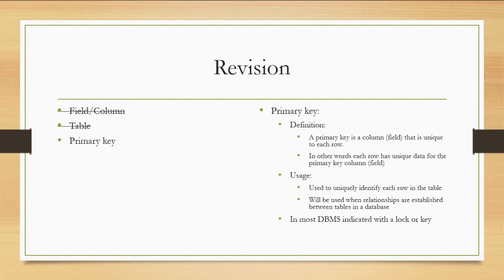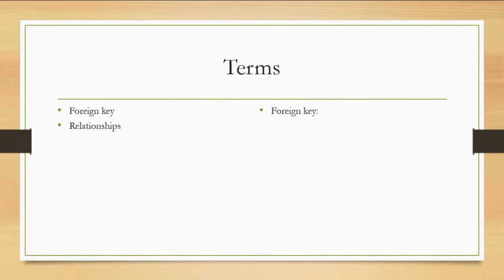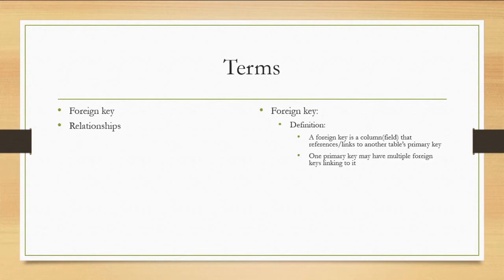Let's look at new terms, specifically the foreign key. A foreign key is a column or field that references or links to another table's primary key. A lot of literature refers to it as an association. One primary key may have multiple foreign keys linking to it. We'll look at that just now.